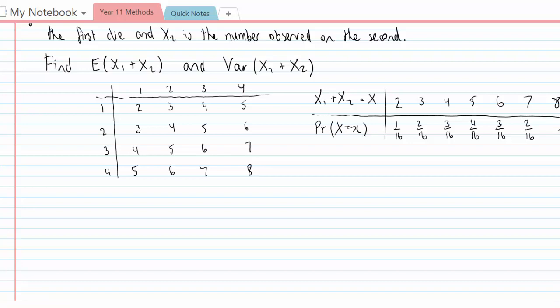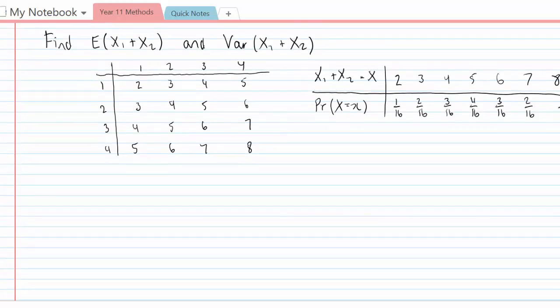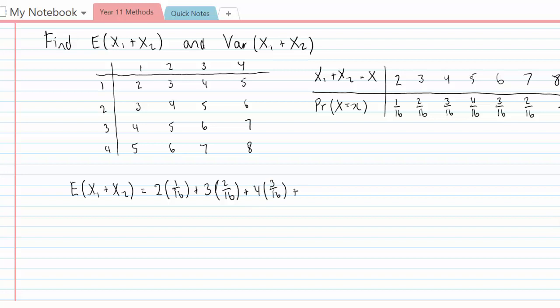Now, to do the expected value of x1 plus x2, we're going to use the rule that we had in methods. And so we're going to do 2 times 1/16 plus 3 times 2/16 and then plus 4 times 3/16 plus 5 times 4/16 plus 6 times 3/16 plus 7 times 2/16 and then plus 8 times 1/16.